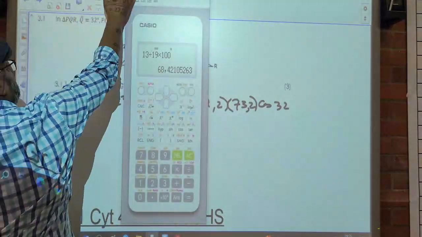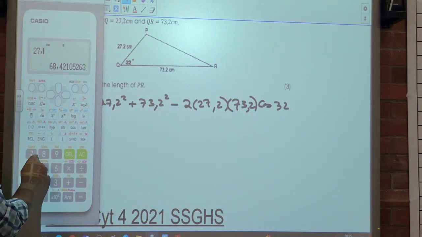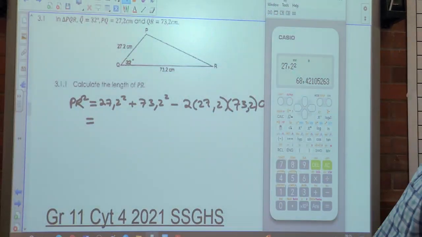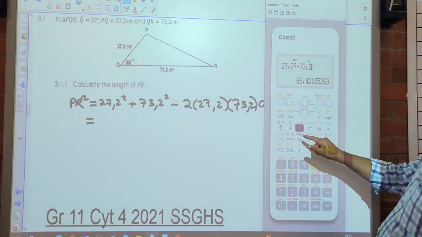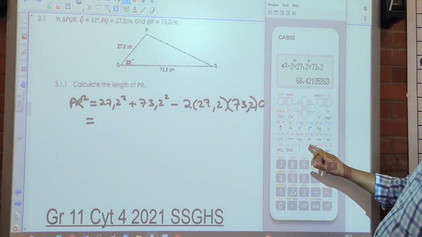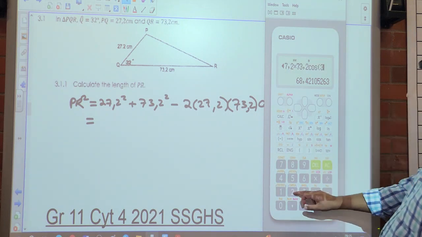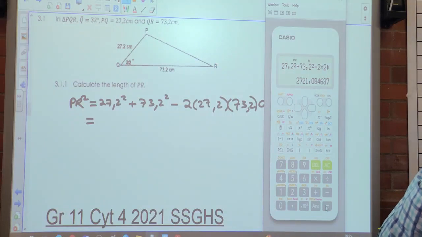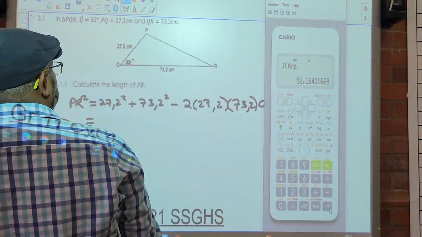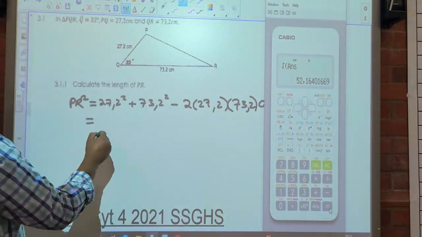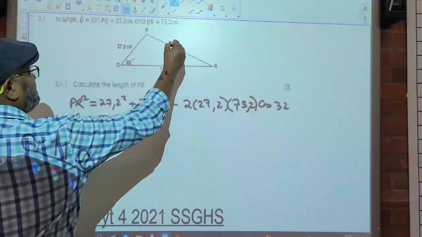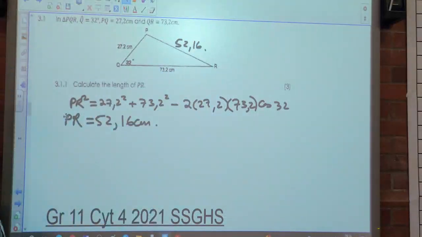Let's put it in a calculator. It's 27.2 squared plus 73.2 squared minus 2 times 27.2 times 73.2 cos of 32. They give you 2721.08, the square root thereof. They give you 52.16. Is that correct? 52.16 centimeters.